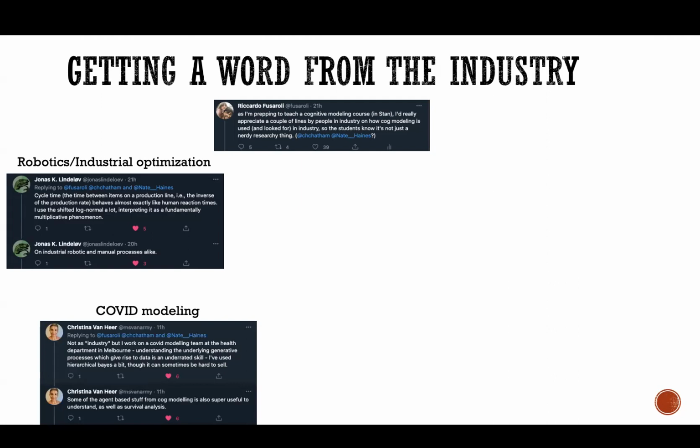Christina Van Heer is an Australian data scientist who worked at the COVID center there, and says, not in industry, but I work on a COVID modeling team at the health department in Melbourne, understanding the underlying generative processes which give rise to data. Understanding the underlying generative processes which give rise to data is an underrated skill. I've used hierarchical Bayes a bit, though it can sometimes be hard to sell. And then she adds, just as an assist to the old social and cultural dynamics course, some of the agent-based stuff from cognitive modeling is also super useful to understand, as well as survival analysis.